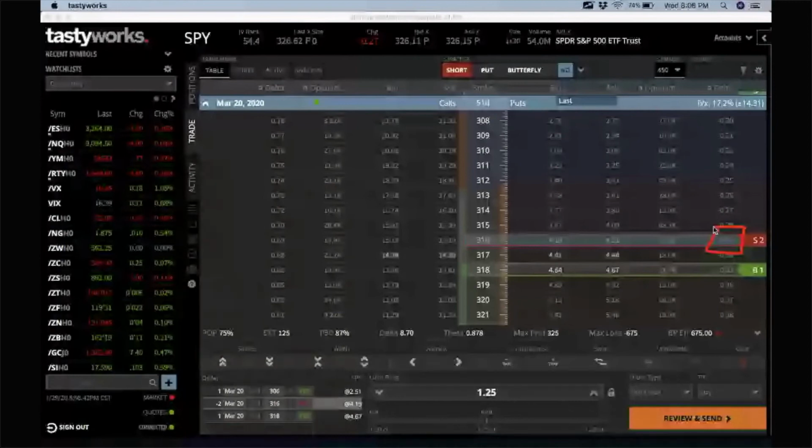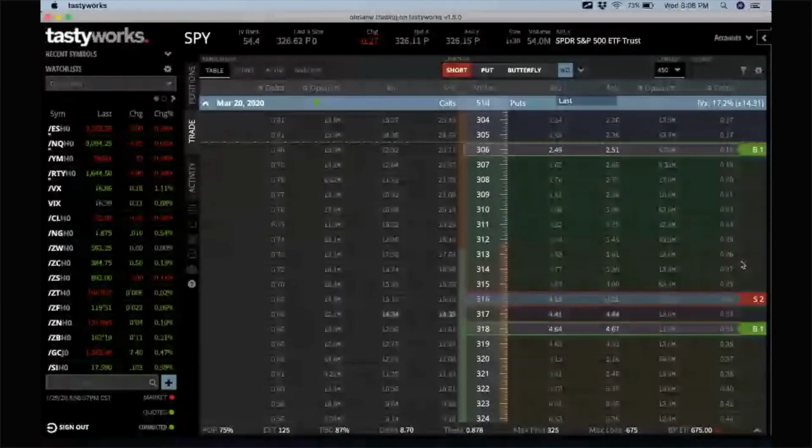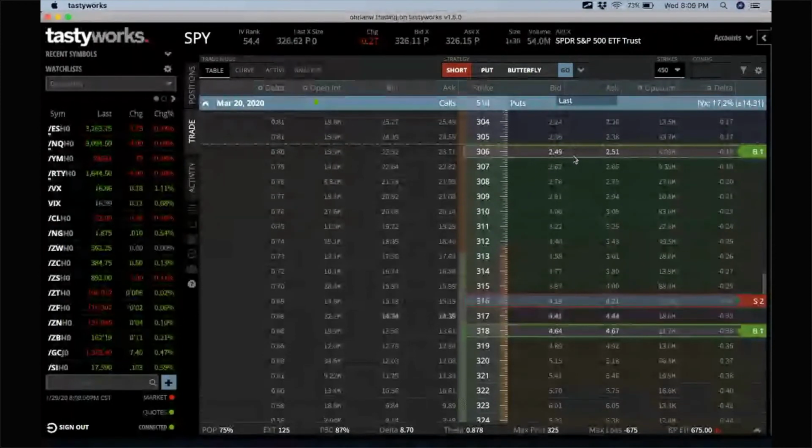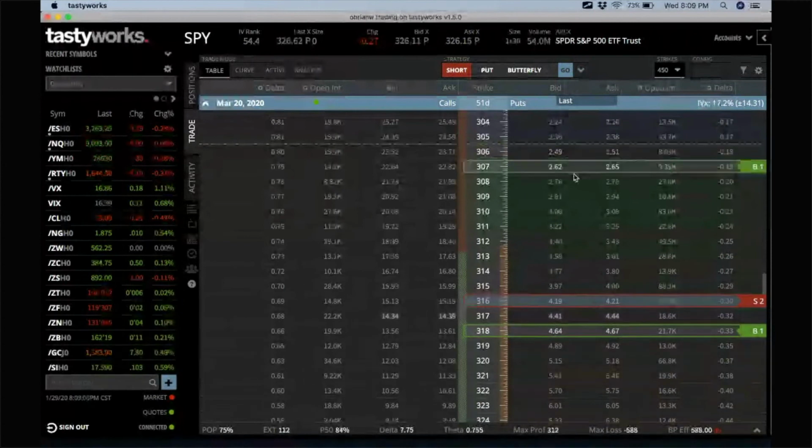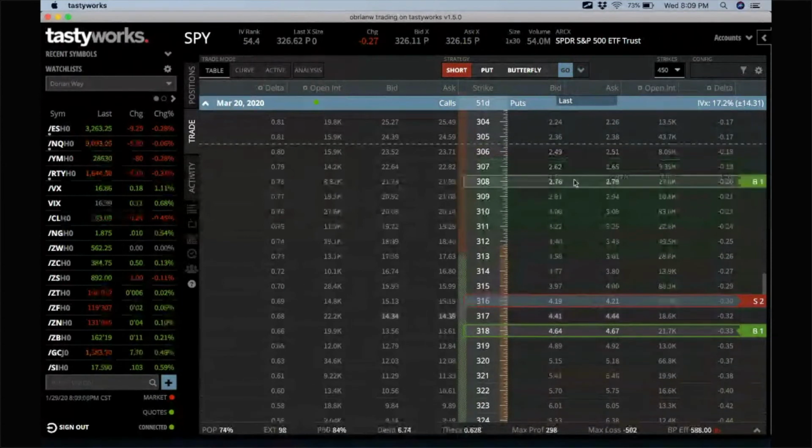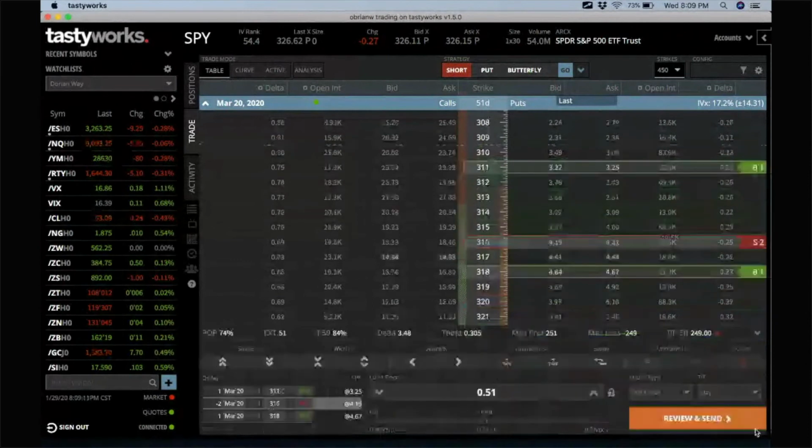Well, in this case, this broken wing butterfly is at least 70% probability of making at least 1 cent at expiration. All right, so if we are looking at this and we say, okay, well, what if we bring that in a little? So you can decide, well, instead of 10 points, maybe I'll make this 5 points. So we'll go to the 311 here. So still a broken wing butterfly.